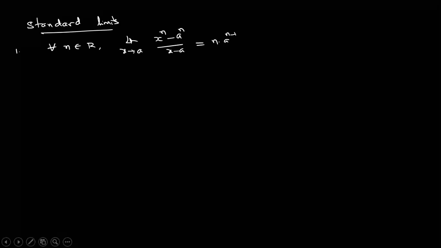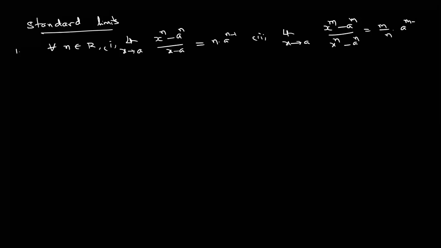Standard limits. 1. Dear students, for all n belongs to N, limit x tends to a, x power n minus a power n by x minus a is equal to what? N into a power n minus 1. So please remember this formula, all of you. Roman number 2: limit x tends to a, x power m minus a power m by x power n minus a power n is equal to what is the formula? M by n into a power m minus n. Should you understand? M should be greater than n.